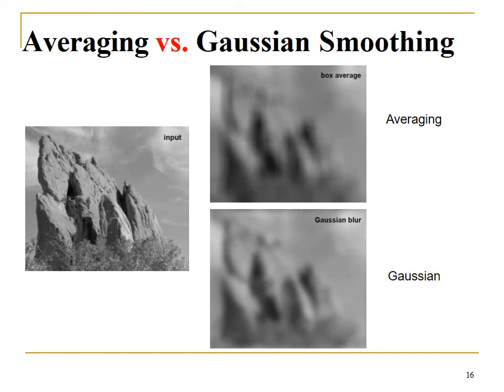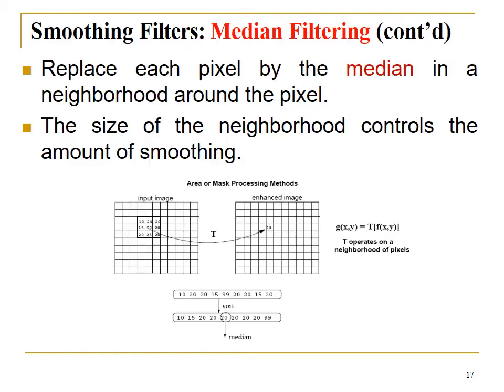In the case of averaging versus Gaussian smoothing, I already told you Gaussian smoothing is used for blurring of images. In this case, the input image is somewhat better, so we are applying Gaussian filters and we are smoothing. We are applying box average on each pixel and the output image is obtained as Gaussian.